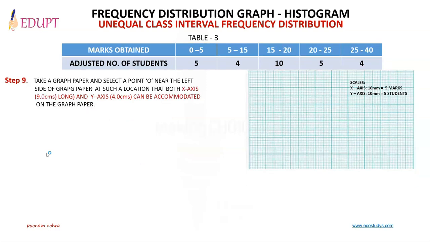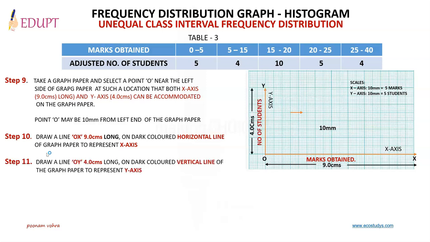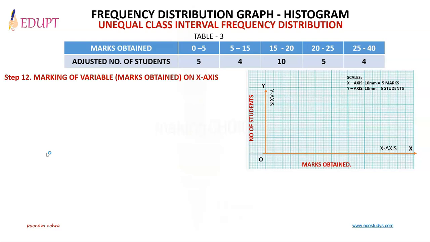Next, take a graph paper, select a point O near the left side of the graph paper at such a location that both x and y-axis can be accommodated. Draw a line OX 9 centimeters long. Draw a line along y-axis, which is 4 centimeters long. Then mark the variables on x-axis.